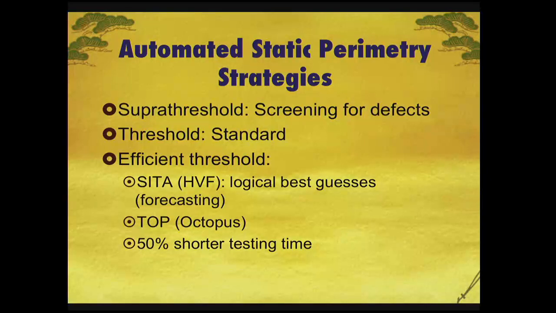So probably a decade or two ago, mathematicians came up with these efficient threshold tests. And these are the ones that are considered the gold standard that we use in the clinic now. SITA stands for Swedish Interactive Threshold Algorithm. And basically, after a few points are done, it can forecast what the patient will probably see at the next point. So it can reduce the testing time by half. And SITA is what the Humphrey system uses. Tendency-oriented perimetry, or TOP, is what the Octopus system uses.